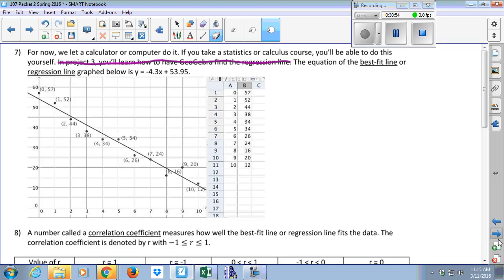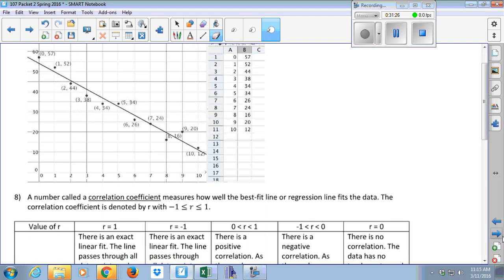So a calculator or a computer is actually going to find this line of best fit. This line of best fit is sometimes called the regression line. It's not multiple regression, it's linear regression. Look at how close our line was that we came up with. We came up with a line that was negative 4x plus 52. The line of best fit here is negative 4.3x plus 53.95. So we're pretty close.